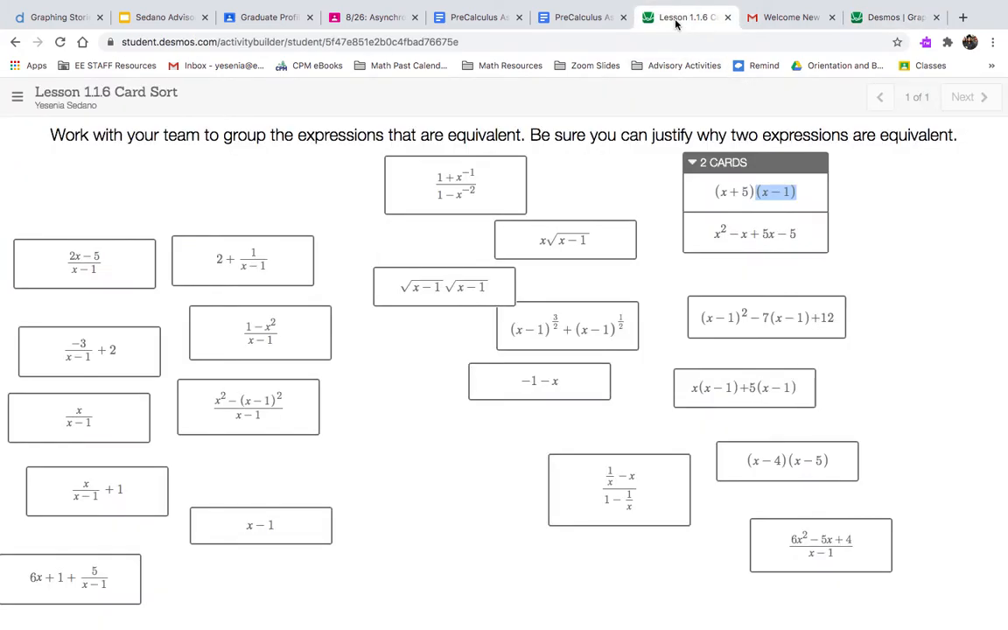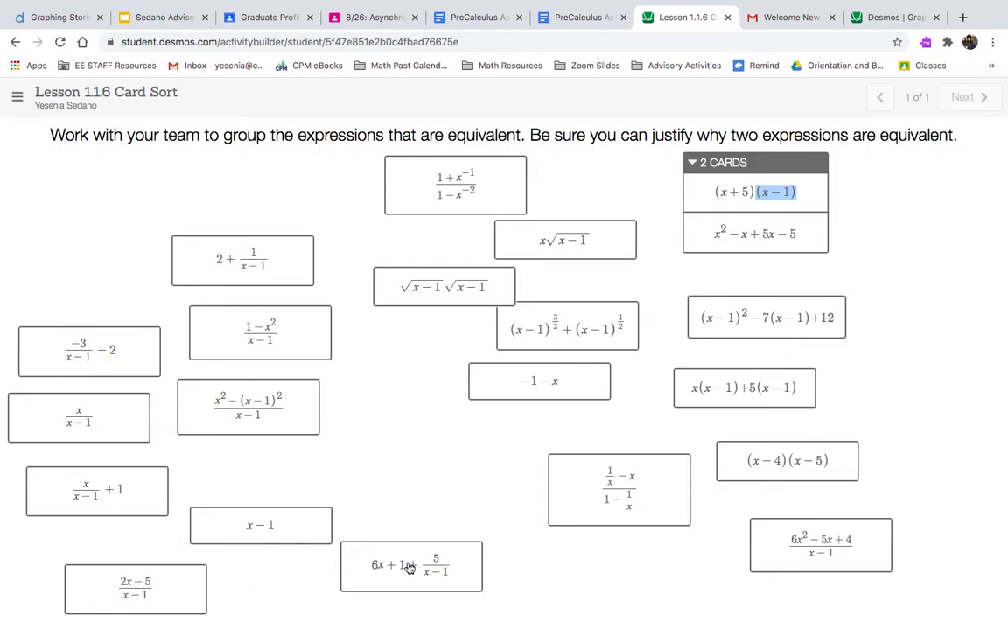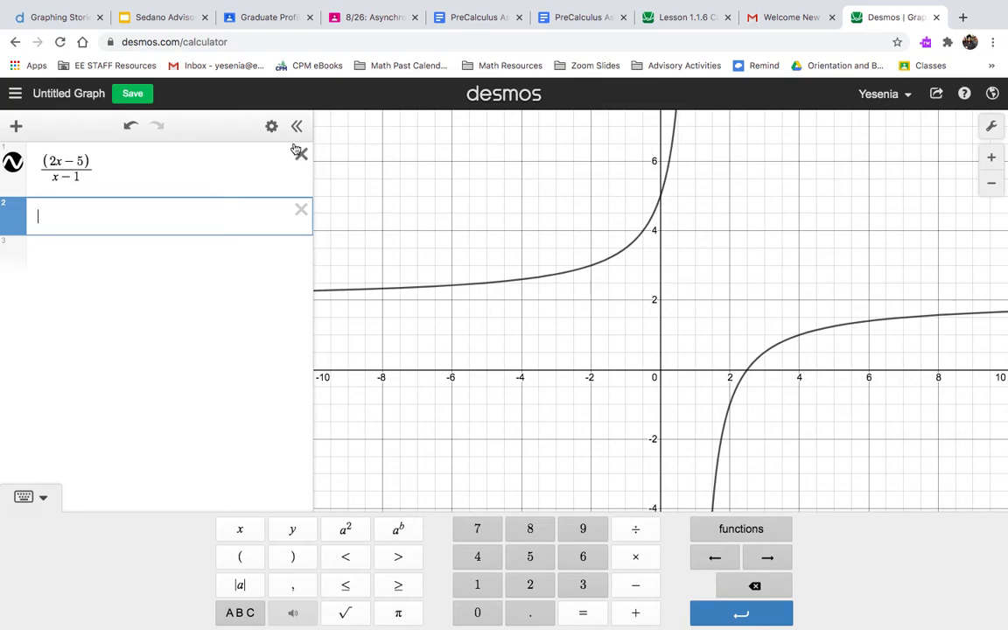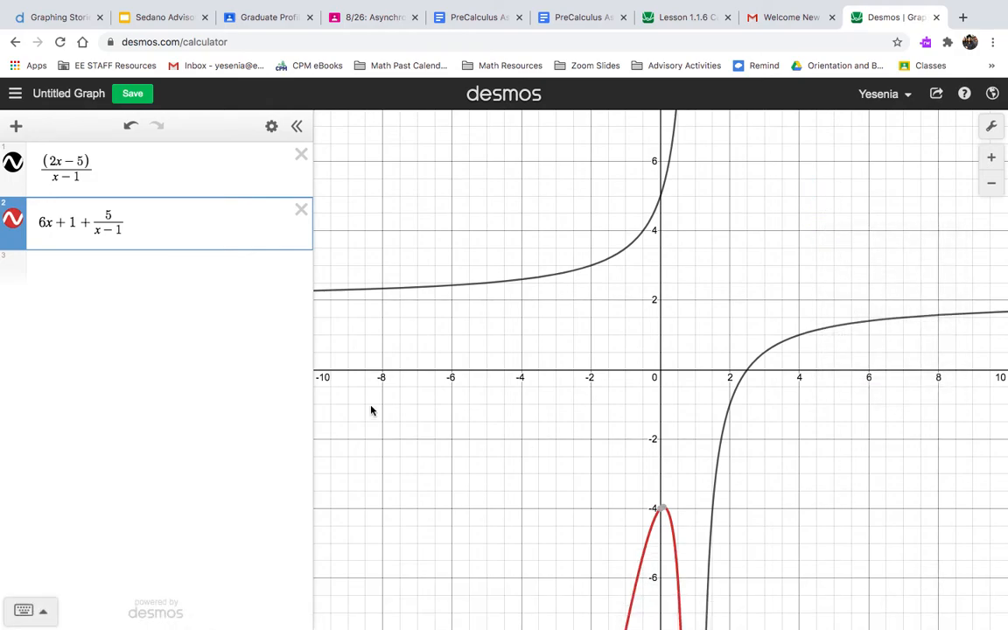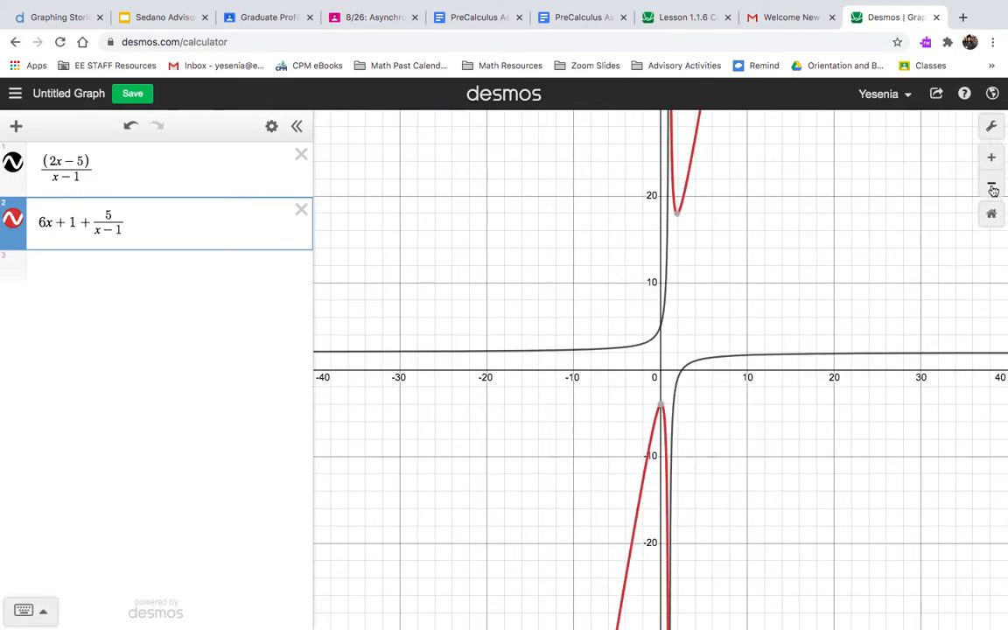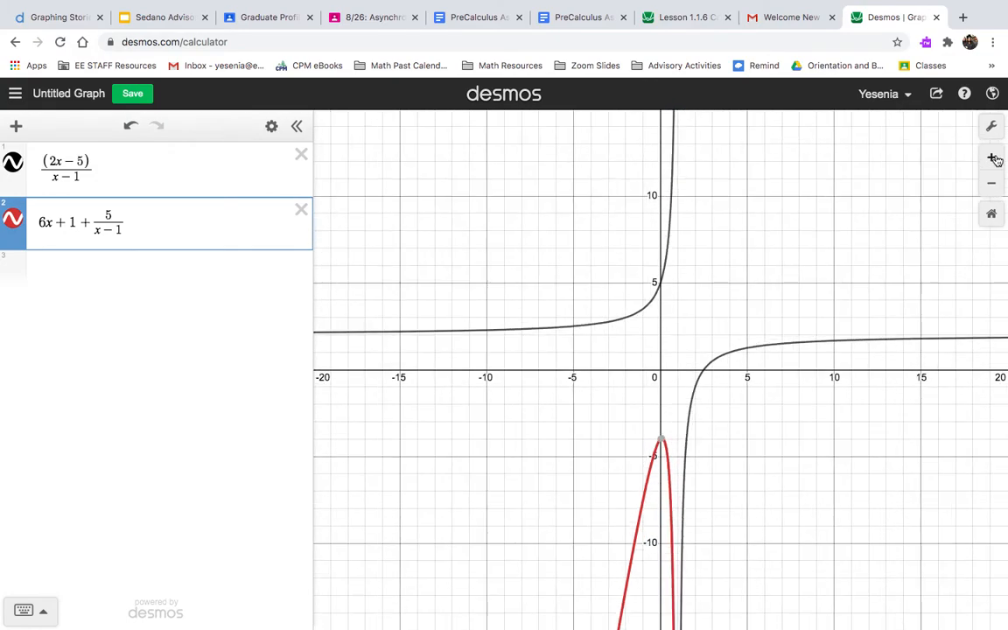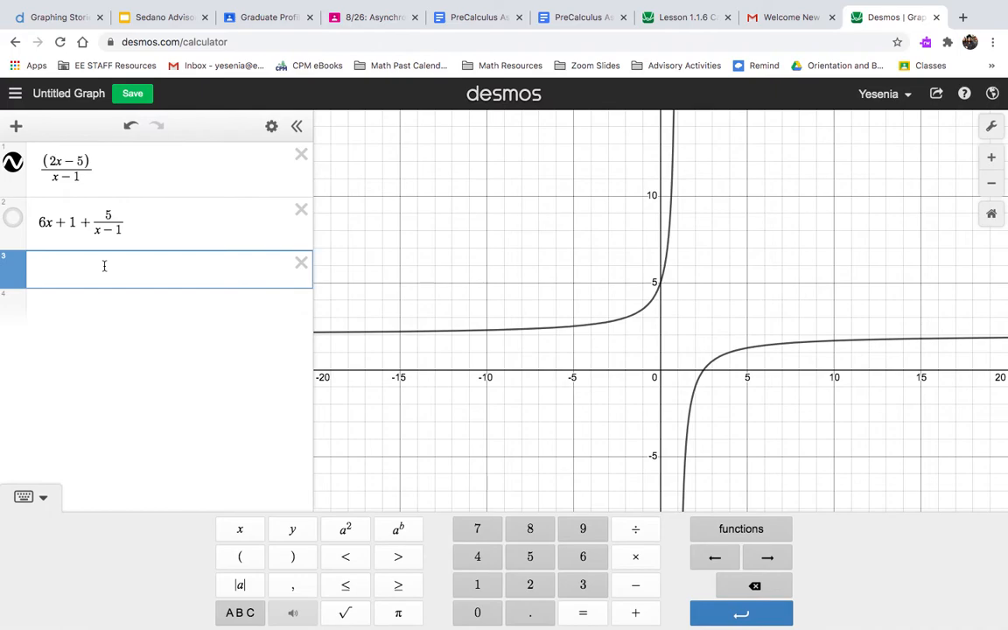Now, let's try and see if we could find another graph that would probably look like that. Like this one, because it has a 5 and the x minus 1, I'm interested in this one. I'm going to test out if this one matches to this one. So let's go ahead and type it out. So we have 6x plus 1 plus 5 divided by x minus 1. So looking at that graph, it's in red. It doesn't look anything like the graph that's in black. So it's not that card, but it was a good try.